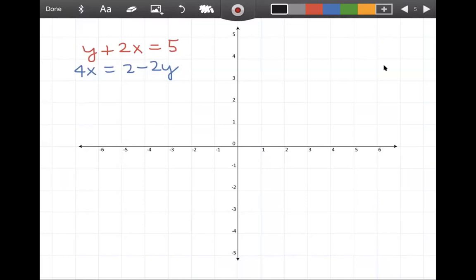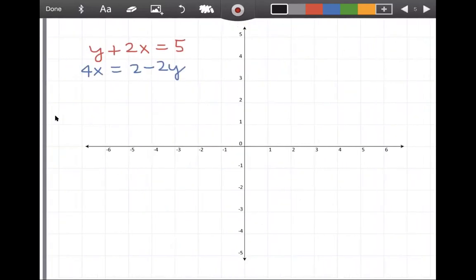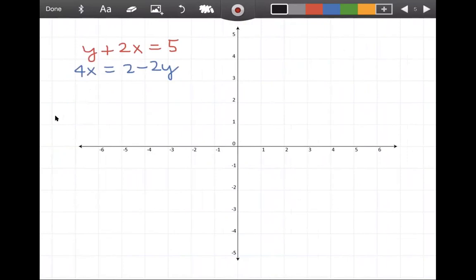All right, next example, we're going to solve the system by graphing. Y plus 2x equals 5, and 4x equals 2 minus 2y. Now, I just thought of a possible shortcut. Oh, never mind. I thought maybe in a previous example we had graphed an equation that was the same as this first equation, close, but not quite.